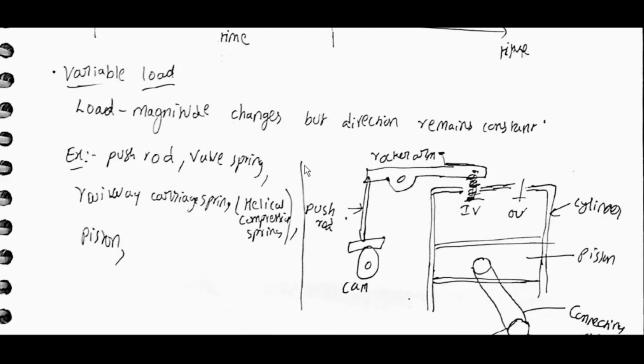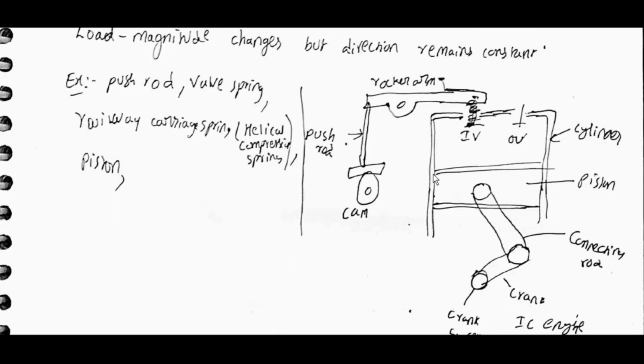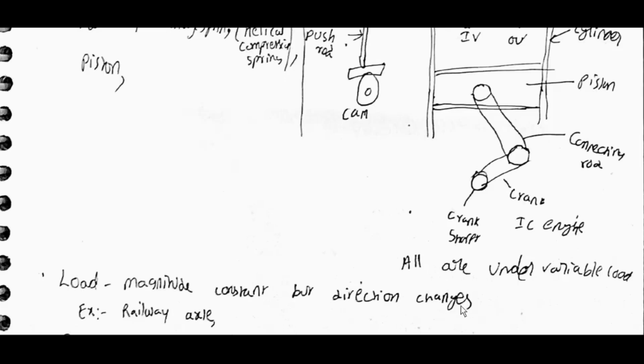Variable load: magnitude changes but direction remains constant. Examples: push rod, valve spring, railway carriage spring, helical compression spring, piston. Cam, push rod, rocker arm, cylinder, piston, connecting rod, IC engine: everything is under variable load.